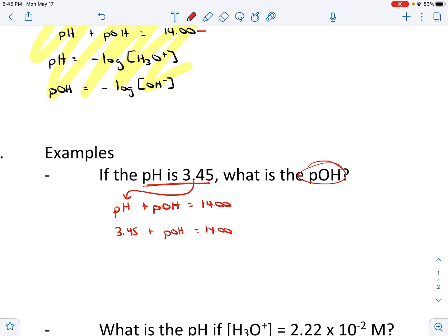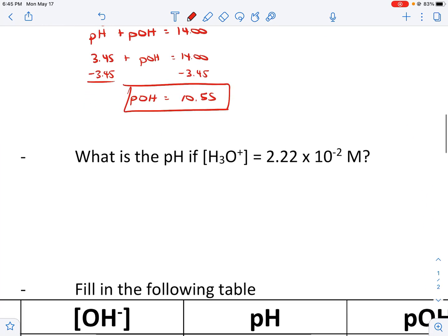Now we're going to solve, subtract 3.45 from each side, and our pOH is going to be equal to 10.55. There is no label on pH and pOH, so just rock it just like that. So hopefully that one makes sense to you. Awesome. Let's look at the next example.